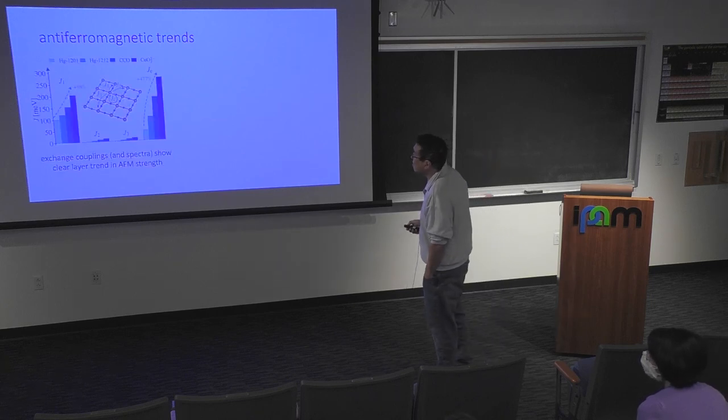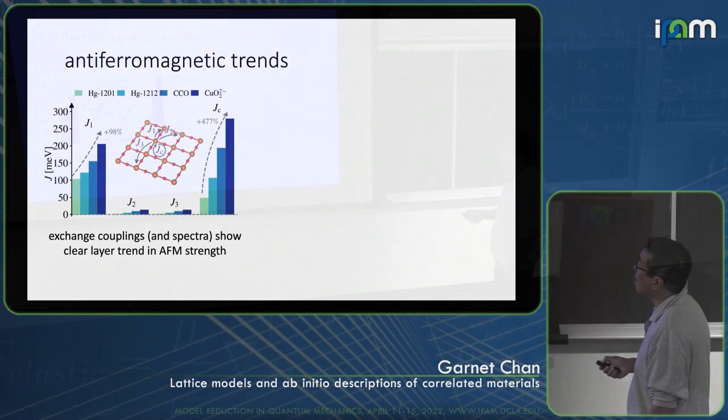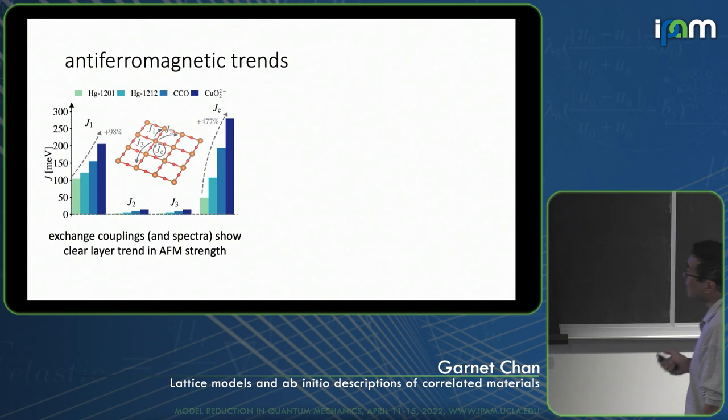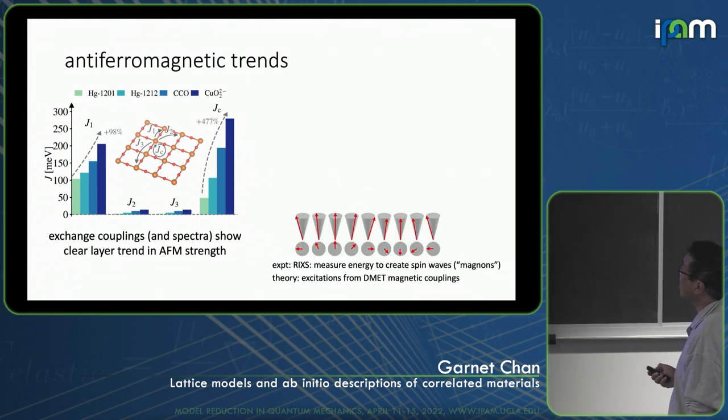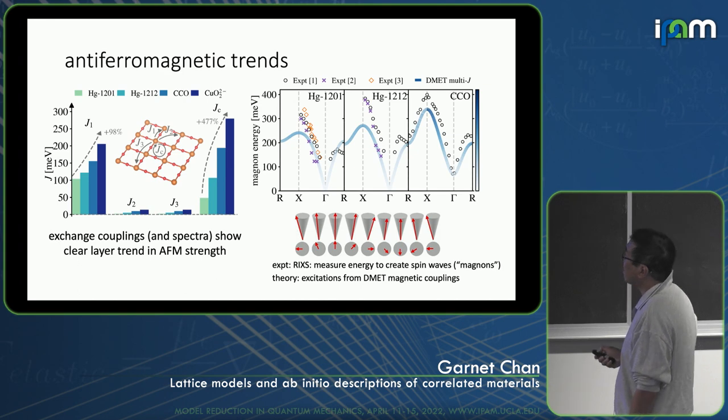And then you do see the layer effect appear. Here you have these different compounds, mercury, calcium, where you just increase the number of layers. This is the strength of the magnetic coupling, which determines the magnetic order, and you see that it just increases. And it increases in what is essentially a quantitatively correct way. So from these exchange couplings, we can derive the spin wave spectra.